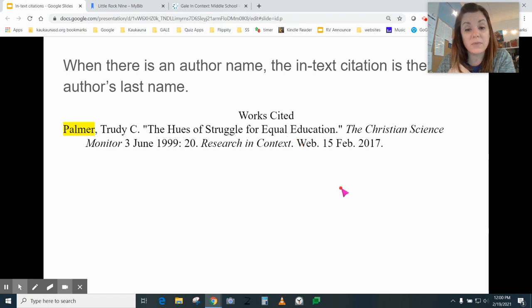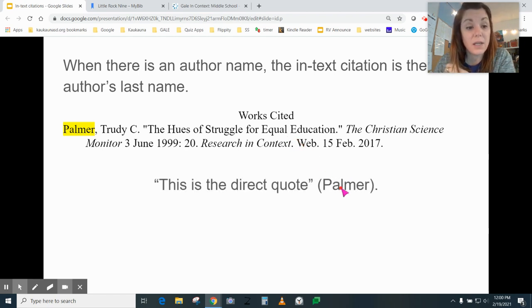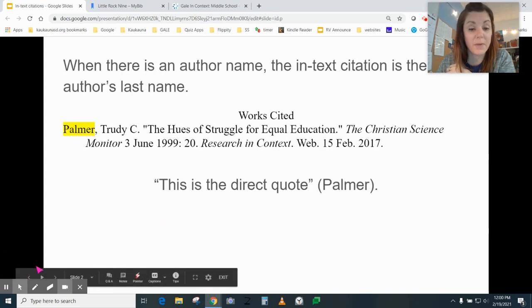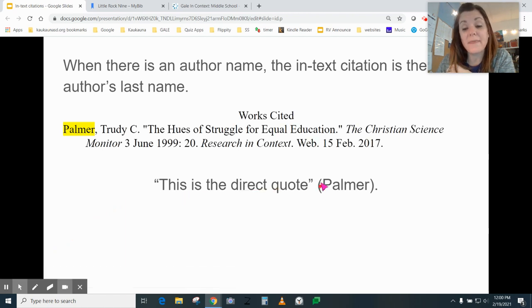Now if I'm going to directly quote something from this article that Trudy Palmer wrote, again, I have my direct quote with quotation marks, and then in parentheses, immediately after the direct quote, I have the last name of the author in parentheses, and then a period at the end.